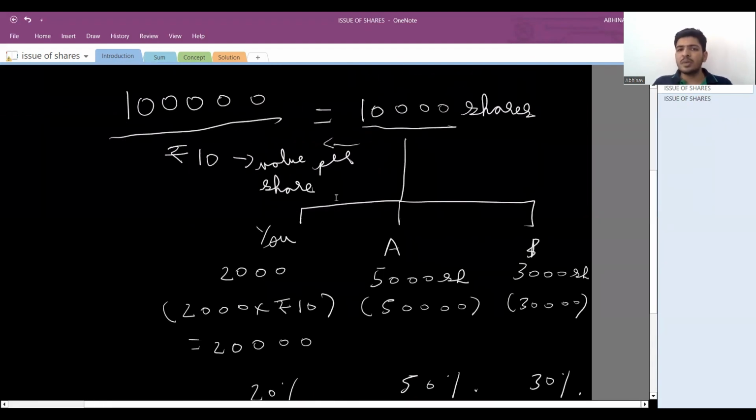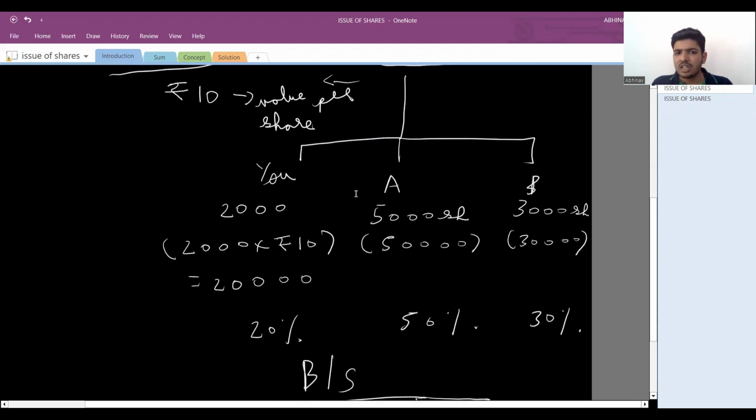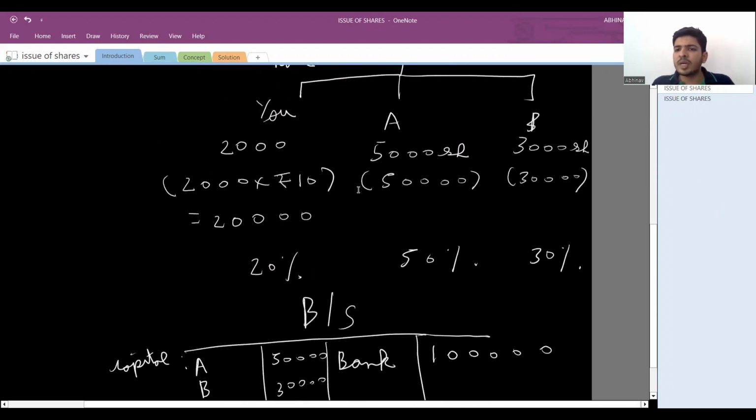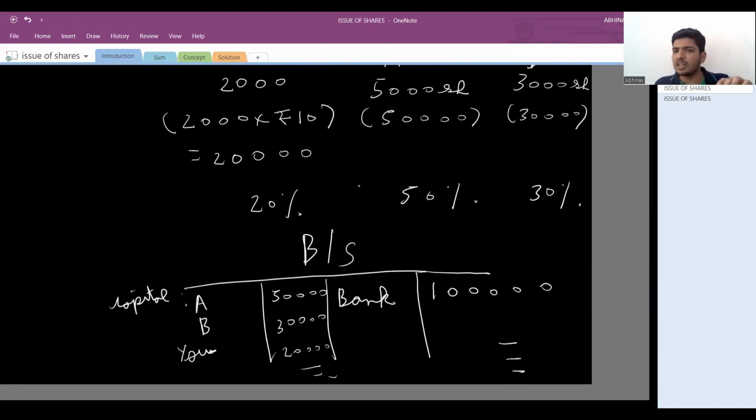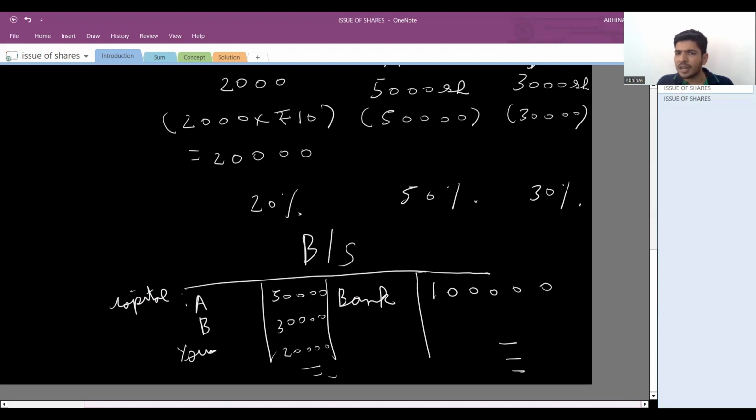Now in this example, if I say there are 100 million shares or 100 into 10 lakh shares, three people won't have enough money to subscribe to those many shares. So it may be A, B, C, D, E, F, G, until Z. There may be hundreds of subscribers. And accountancy is an art. So you can't mention every subscriber's name in the balance sheet as your capital account.